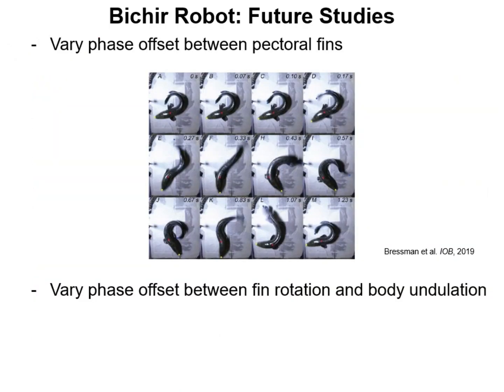Based on our literature review, we've found that some amphibious fish species, like the snakehead, use both synchronous and asynchronous motions of the pectoral fins when implementing axial appendicular-based locomotion. And so one potential future direction that we plan to pursue is to vary the phase offset between the fins, as well as varying the phase offset between the fin rotation rate and the body undulation frequency.